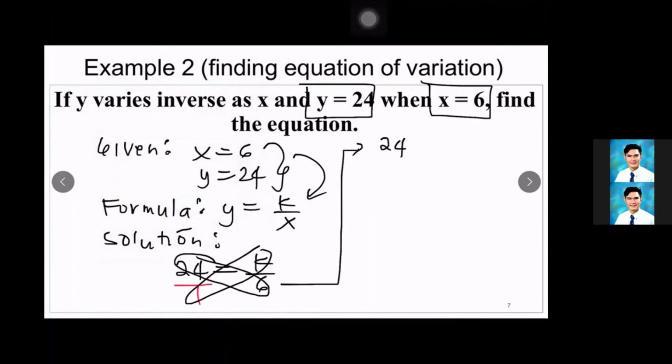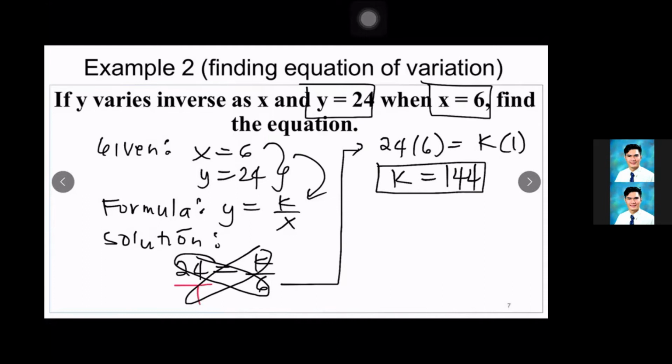So 24 multiplied by 6 is equivalent to k multiplied by 1. So k times 1 is k. 24 times 6 is 144. Therefore, this is our k value. So now, let us identify the equation of variation by just substituting the value of our k to our formula, where we have y is equivalent to k over x.